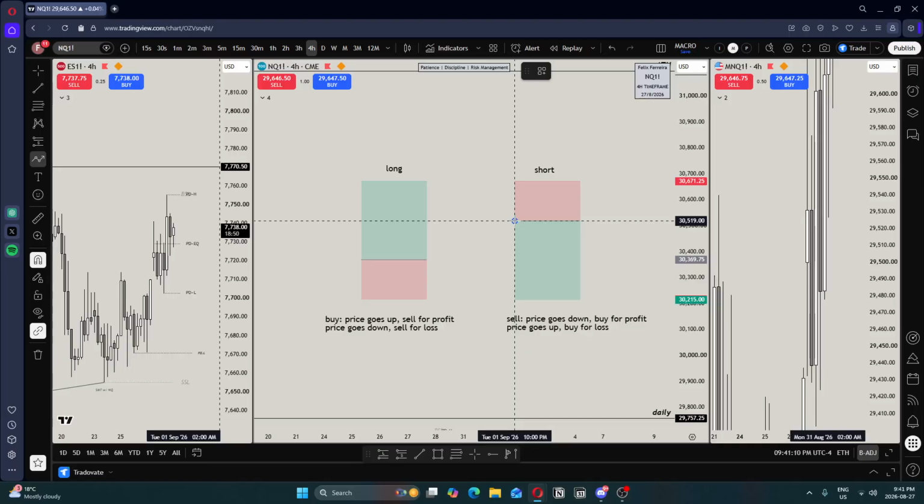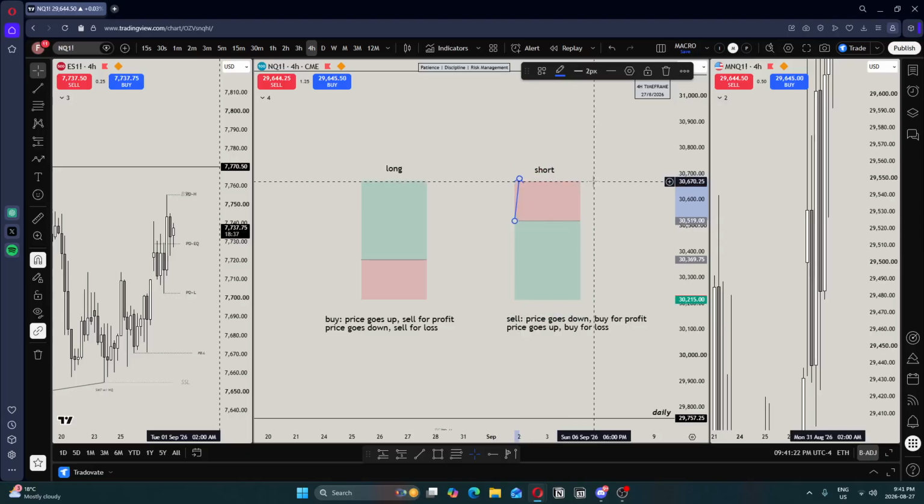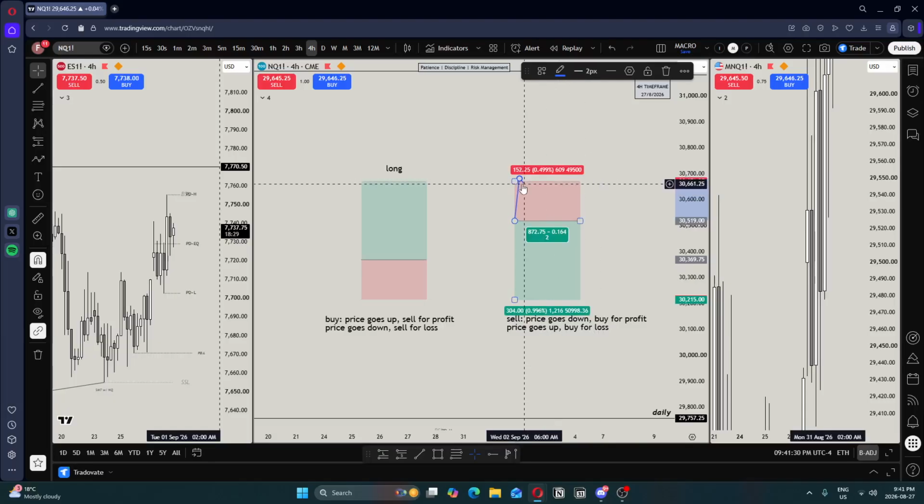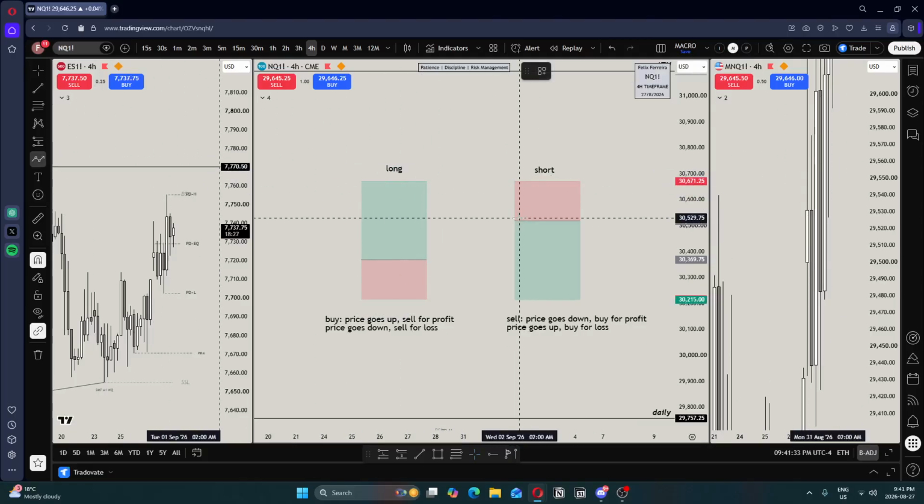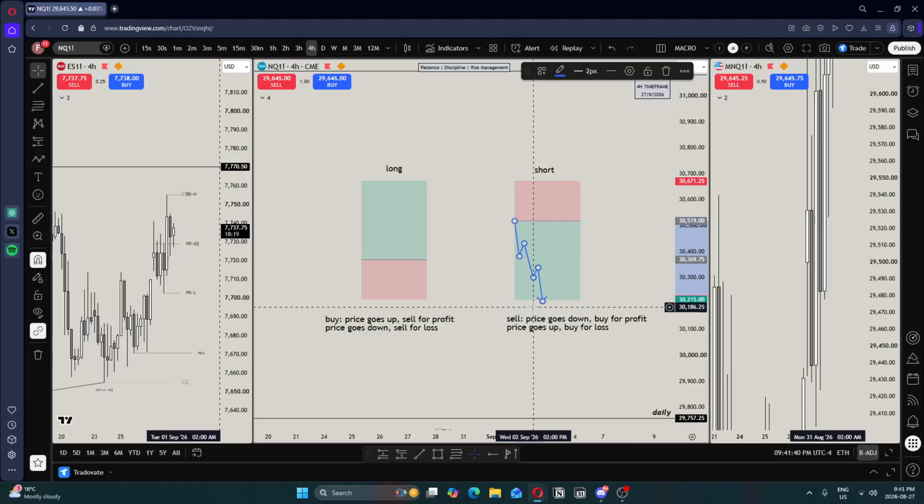Vice versa for shorts. You're entering here. If you enter a short position, that means you're entering a sell. You are anticipating lower prices. If you enter a sell, price comes up, and reaches your stop loss, the top of the red box, that means you lose. Comparatively, if you enter a sell position, price goes down, and hits your take profit at the bottom of the green, that means you win. You're making money.